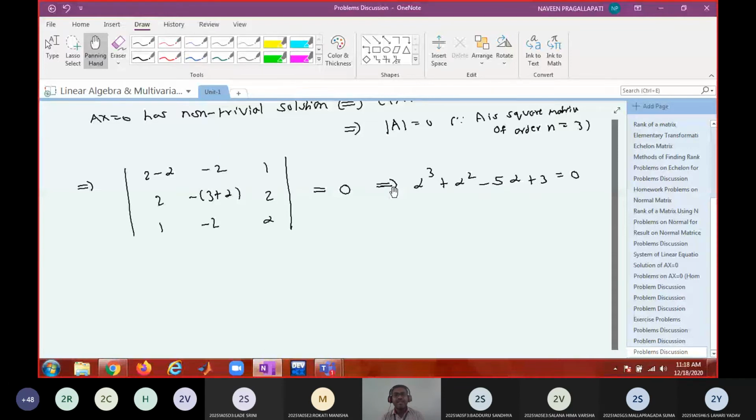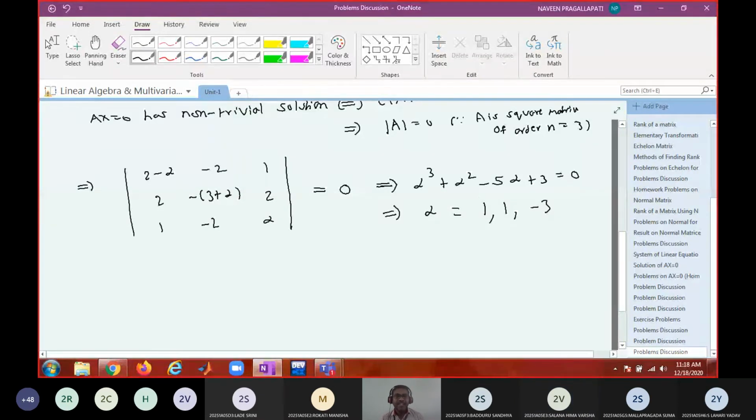That means 1 equal to, enter, and then it will display all the 3 roots. What are the 3 roots? 1, minus 3, sir. What is the other root? Both roots are 1. You have to tell 3 roots, no? 1, 1 and minus 3.